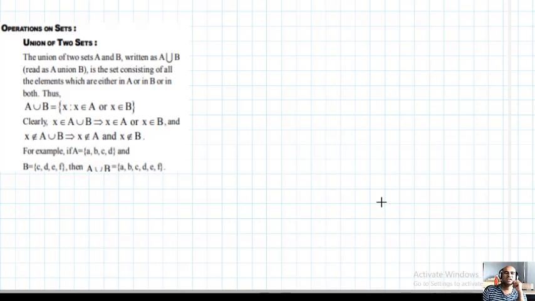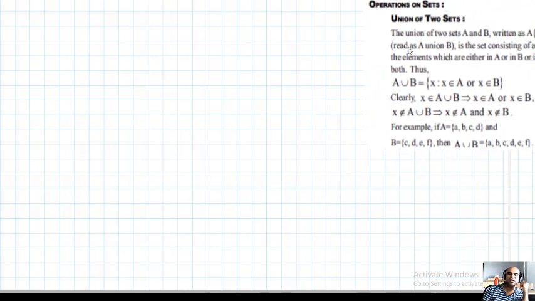Hello students, this is the second part of sets. Today I am going to start operations on sets. So the first operation is difference of two sets. I will write it down here. Difference of two sets, first operation.